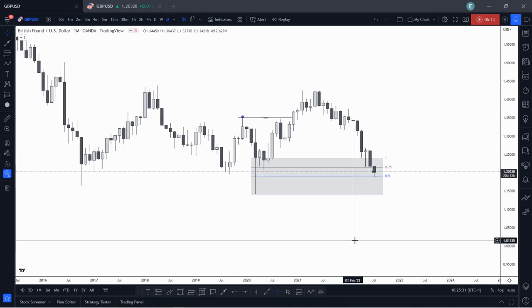But I'm not really interested in the nitty gritty. I just want to have an overview of the market. Remember, we are on the monthly time frame. So now we are back in the order block.